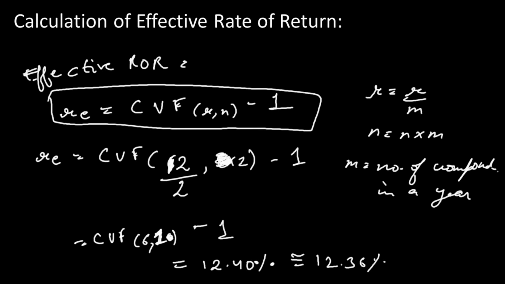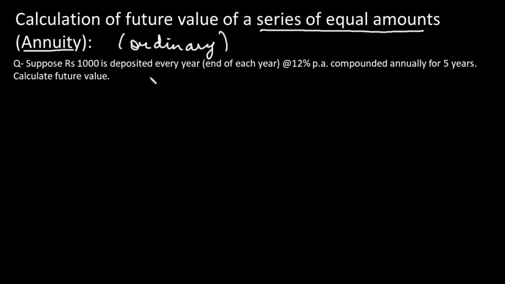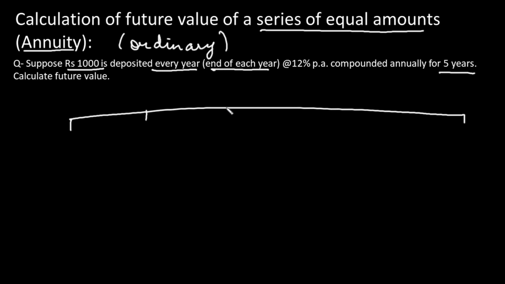Okay, calculation of future value of a series of equal amounts, which is also known as annuity. So this question is of ordinary annuity. Because हम साल के end में deposit कर रहे हैं amounts. So basically ₹1000 is deposited every year at the end of each year. मतलब for 5 years we deposit ₹1000 at the end of each year. Right? 0, 1, 2, 3, 4, 5. So हम बार बार इसका अमाउंट नहीं निकाल सकते, राइट?